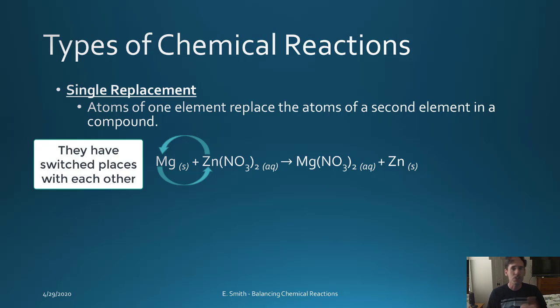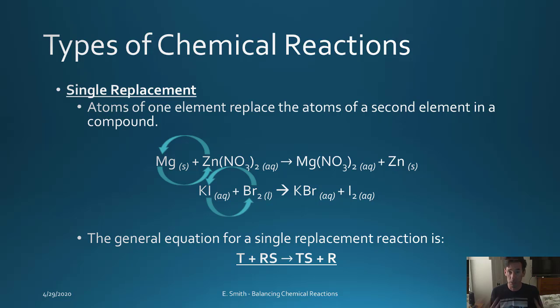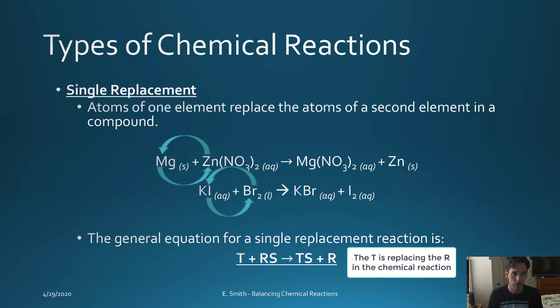Okay? We don't just see this with metals, we can also see this with nonmetals. So I've got potassium iodide reacting with bromine, and what we end up with is potassium bromide and iodine. So again, the idea is that the bromine is replacing the iodine. Okay, so if we look at this from a generalized standpoint, we have T plus RS will yield TS plus R, meaning one thing is replacing another thing in a compound. Okay, again, I kind of call this the soap opera reaction.